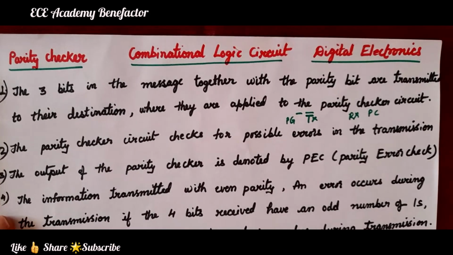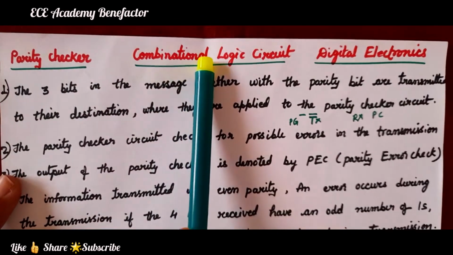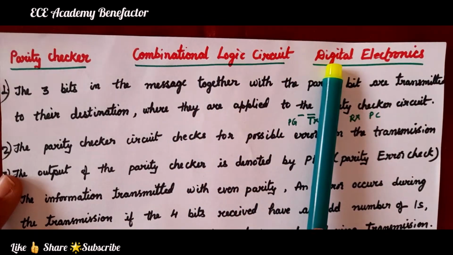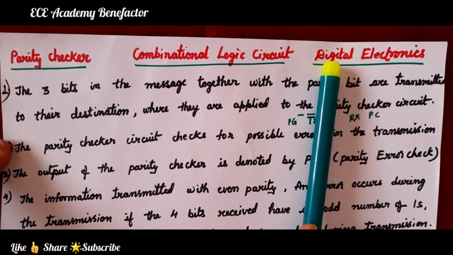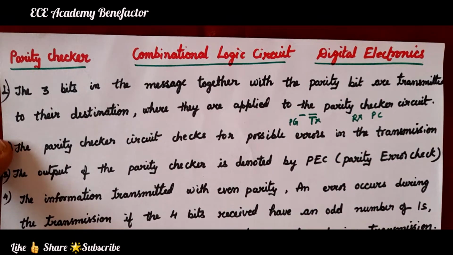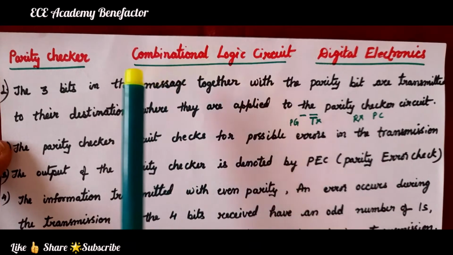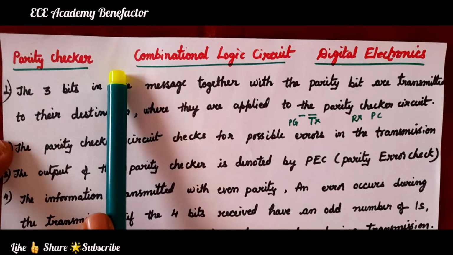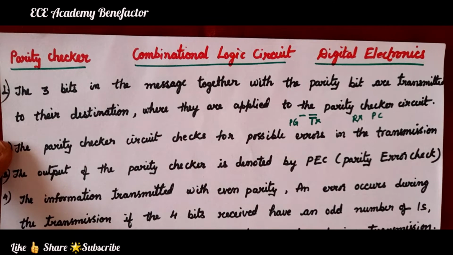The topic of the class is Parity Checker. The topic is from the Combinational Logic Circuit. The subject name is Digital Electronics. So let us see what is a parity checker and then design an even parity checker. Let us implement the even parity checker. You know, for design or implementation of any combinational logic circuit, the three steps are truth table, K-map and logic diagram. These are the three steps. Okay, let us start the class.